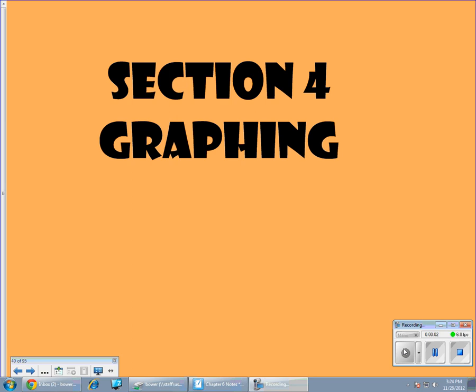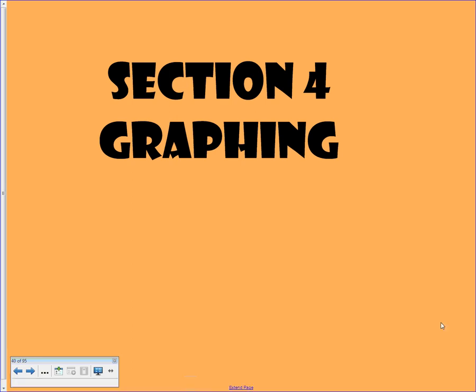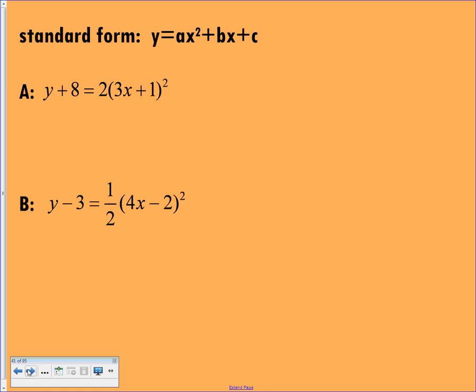Chapter 6, Section 4 is labeled graphing, but we're kind of doing two different things that indirectly deal with graphing. The first thing we're dealing with today is rewriting things in standard form. So right now we see it in vertex form, which is what we were working with yesterday, and we want to get it into standard form, which is what we were working with a couple days ago.